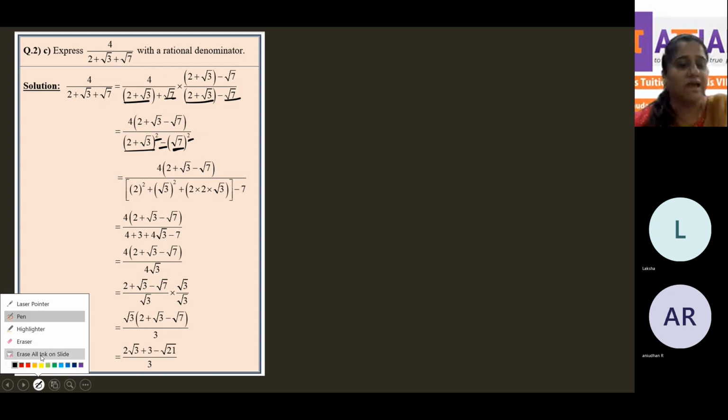Now this bracket is like a plus b the whole square, which is a square plus b square and 2ab, 2 into a into b. And this minus root 7 the whole square is minus 7. So all this needs a lot of attention and focus. It's not easy to work the answer correctly. Some of us are forgetting to write the 7. You're forgetting, that means your focus is the problem. So see here, a square plus b square plus 2ab and that minus 7.